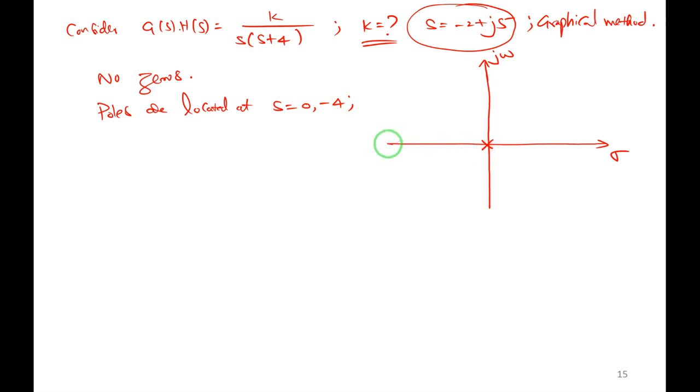And minus 4, somewhere it will come here. Minus 4. This is minus 4. And this is 0. We have located 2 poles. Let me locate this given point.